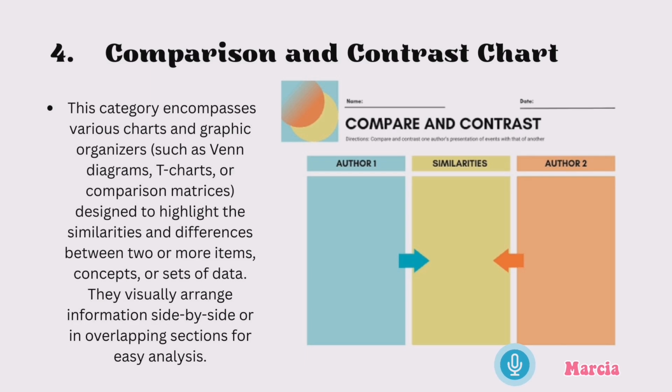Fourth is the comparison and contrast chart. This category encompasses various charts and graphic organizers, such as Venn diagrams, T-charts, or comparison matrices, designed to highlight the similarities and differences between two or more items, concepts, or sets of data. They visually arrange information side by side or in overlapping sections for easy analysis. In educational application, like literature or history, using a Venn diagram to compare and contrast two different historical events or two characters in a story, drawing evidence from the text.